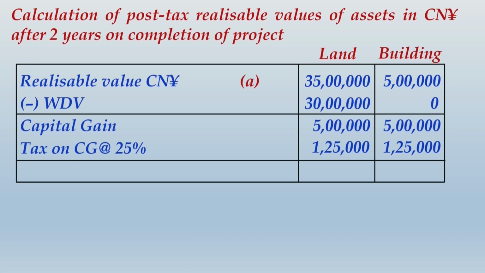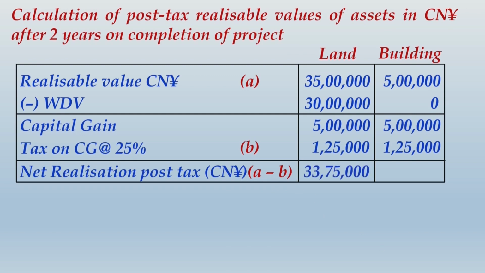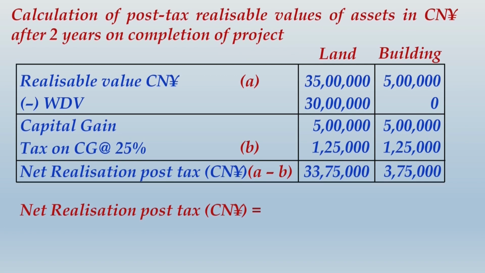Finally, what you get is the realizable value and the tax on capital gain. We have identified the realizable value as A and tax on capital gain as B. So finally, what you get as net realization post tax in Chinese yuan as A minus B will be 33,75,000 for land and 3,75,000 for building. So the net realization post tax in Chinese yuan will be the aggregate of 33,75,000 and 3,75,000, and that would give you 37,50,000. So friends, take note of these calculations also and then we shall move ahead.